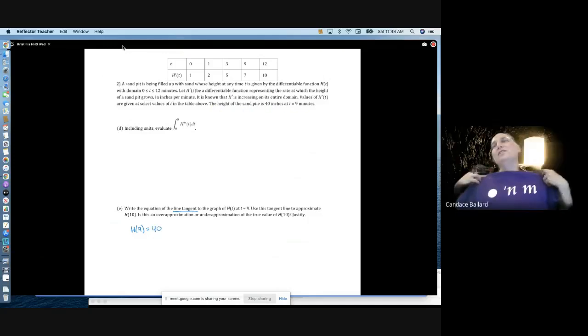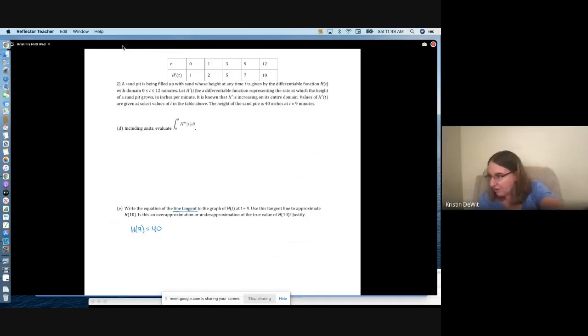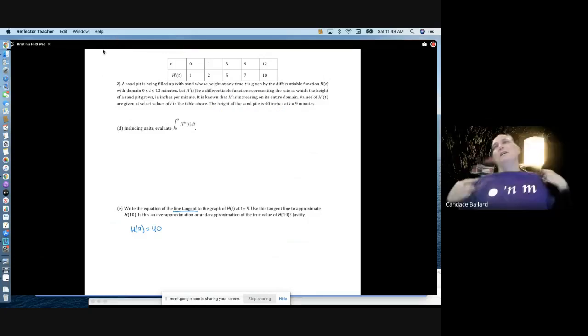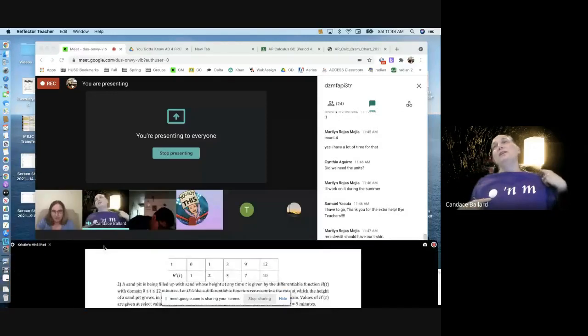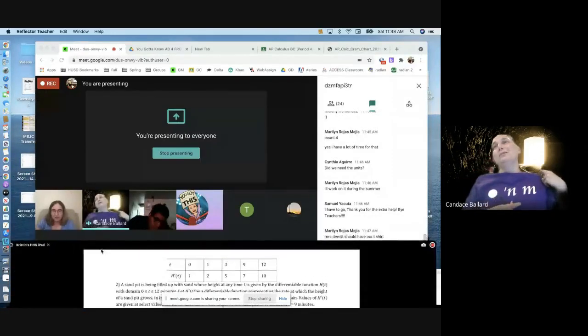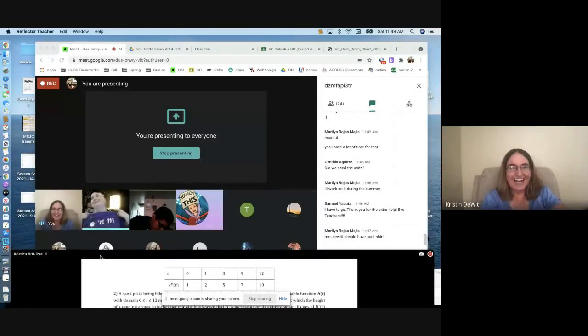Mrs. DeWitt, this is our shirt this year. Oh, that's cute. But it's for our tangent lines because we repeatedly said point and slope in the chat all year long.